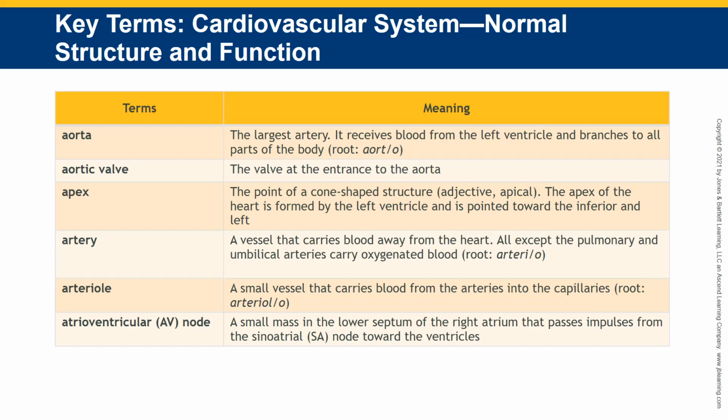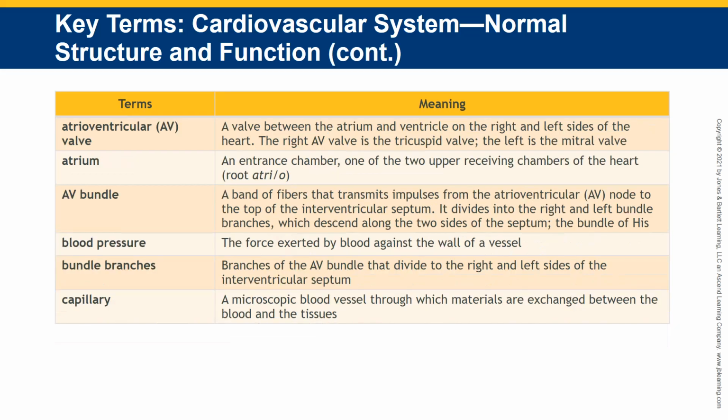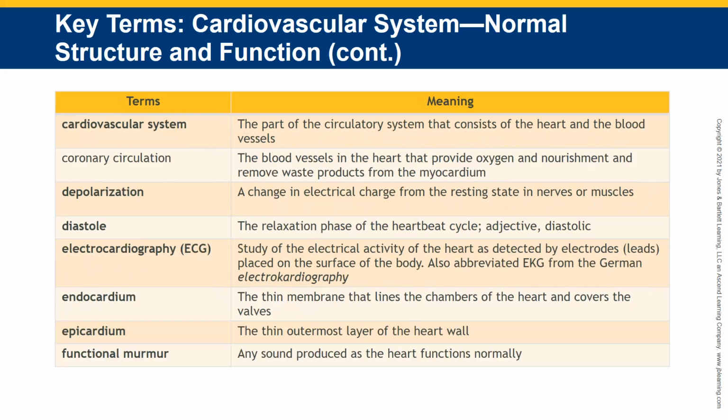So let's just look at all these key terms. I think we talked about all of them. I'm just going to make sure we did. Coronary circulation is just all the blood vessels that are involved, arteries and veins, right?